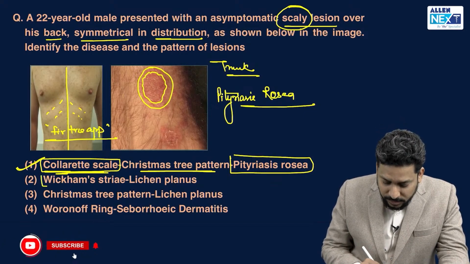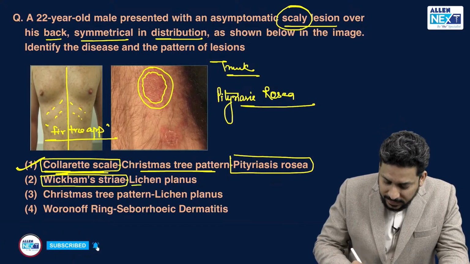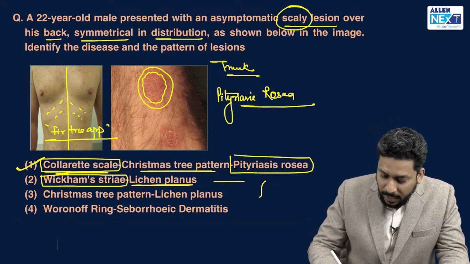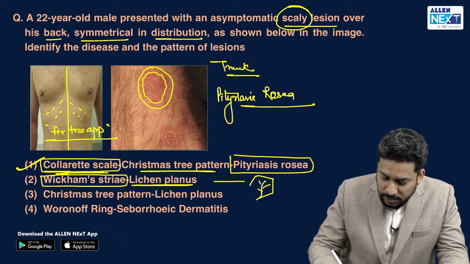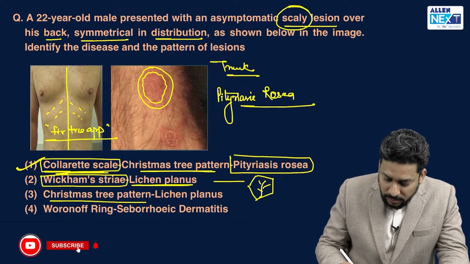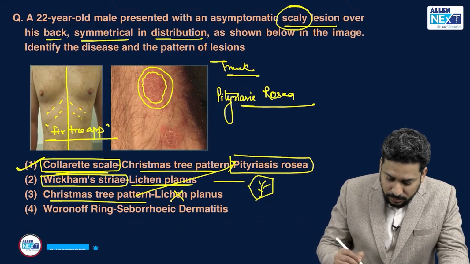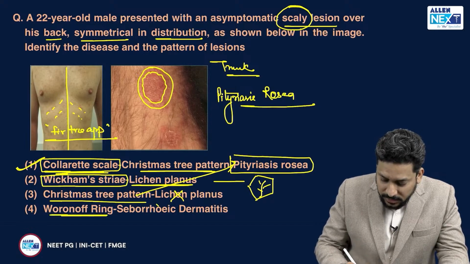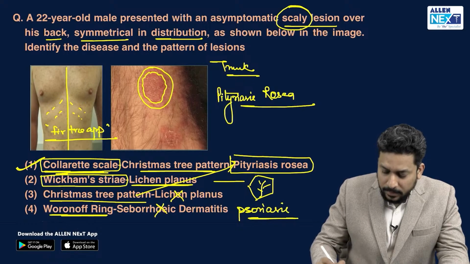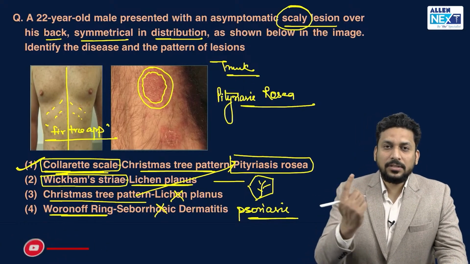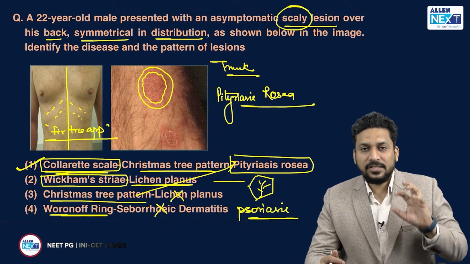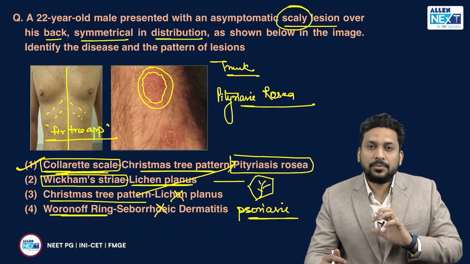Now remember that Wickham striae is seen in lichen planus. So it is seen in lichen planus, but it is a reticulate pattern which is seen over the lesions of lichen planus. Similarly, Christmas tree pattern is not seen in lichen planus, it is seen in pityriasis rosea, and Woronoff ring is not seen in seborrheic dermatitis, it is seen in psoriasis. So this is one hypopigmented margin of the ring which is seen around the lesions of psoriasis. Okay, so pityriasis rosea is one important condition and sometimes these related questions are asked.